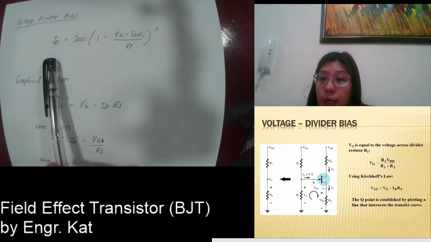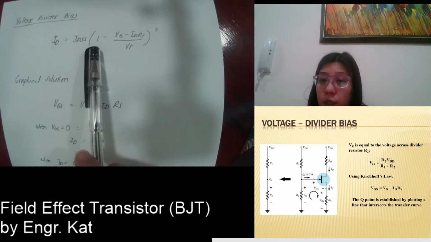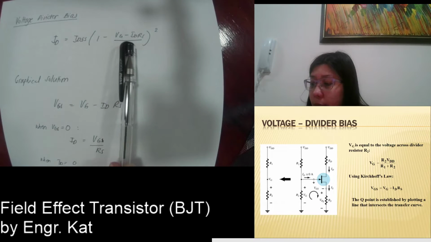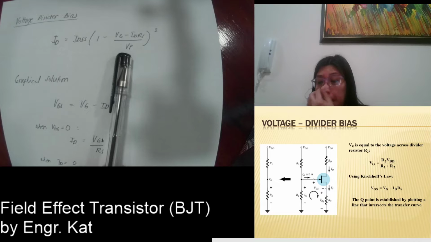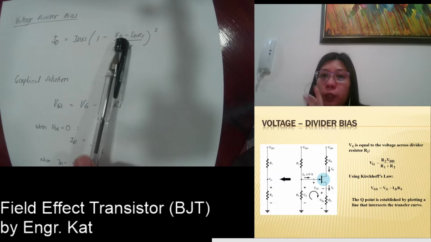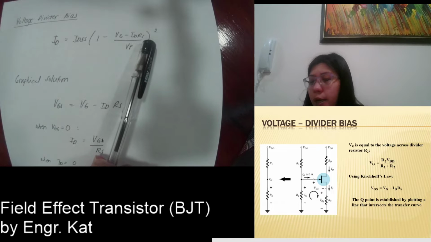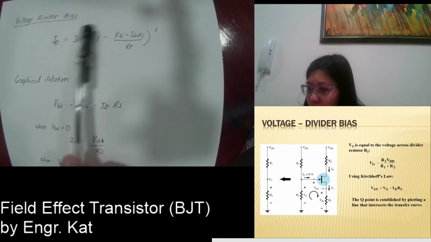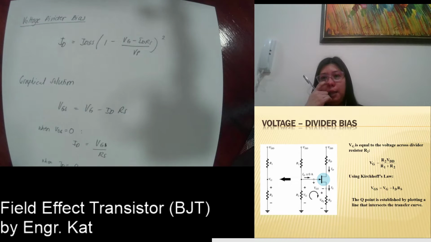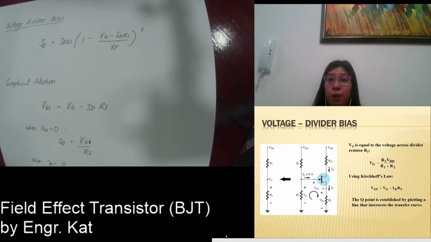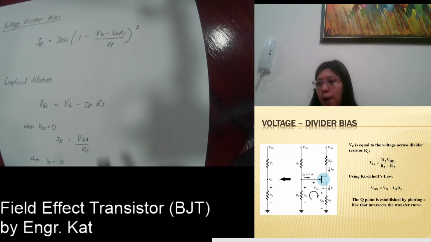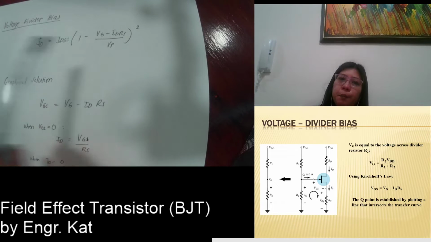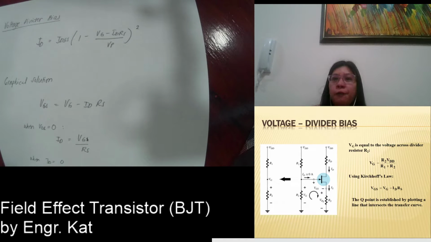using Shockley's formula. And that is equivalent to IDSS minus, but what is VGS? VGS is equal to VG minus IDRS all over VP. However, VG is already a whole number, so we can solve for that. RS likewise is a whole number. Upon simplifying this formula, you again will end up in a quadratic equation, just like what we have in a self-bias configuration. However, we can simplify this further by just using your graphical solution.